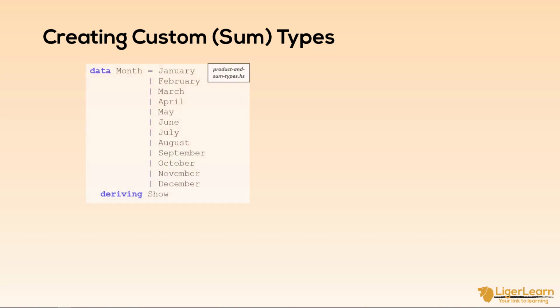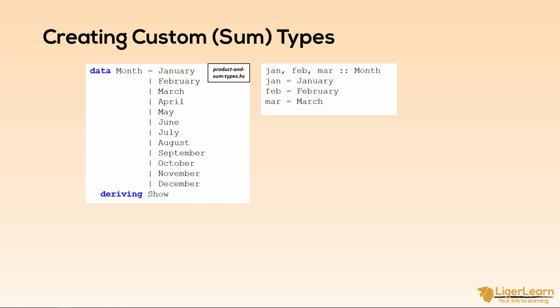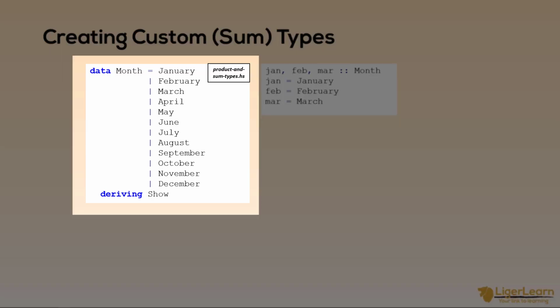Okay, let's see how we would do that. Here is the data type definition, and here are some instances of the type Month, which we have defined. Let's focus on the data type definition. We are creating a custom type called Month, which can take the values January or February or March and so on. We add the deriving Show clause to our type declaration so that when we try to view instances of the Month type in GHCi, they will be displayed without running into any annoying errors.